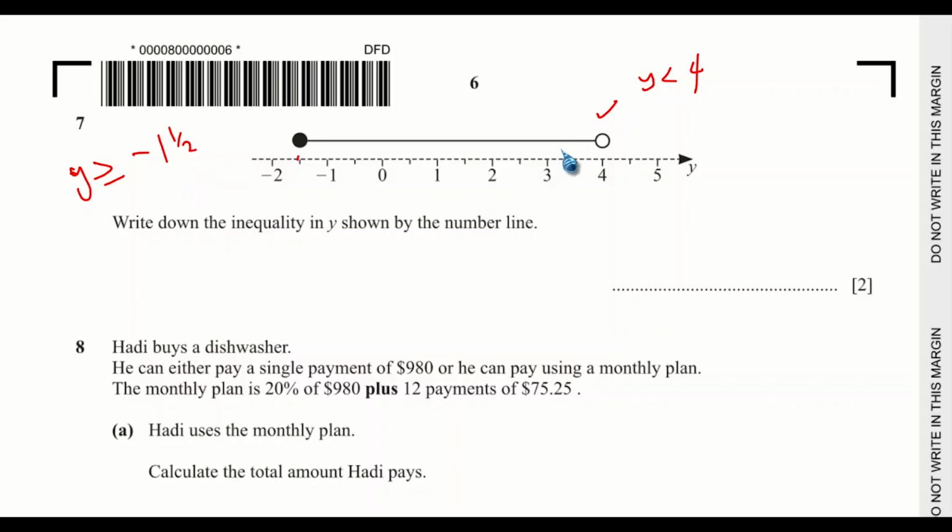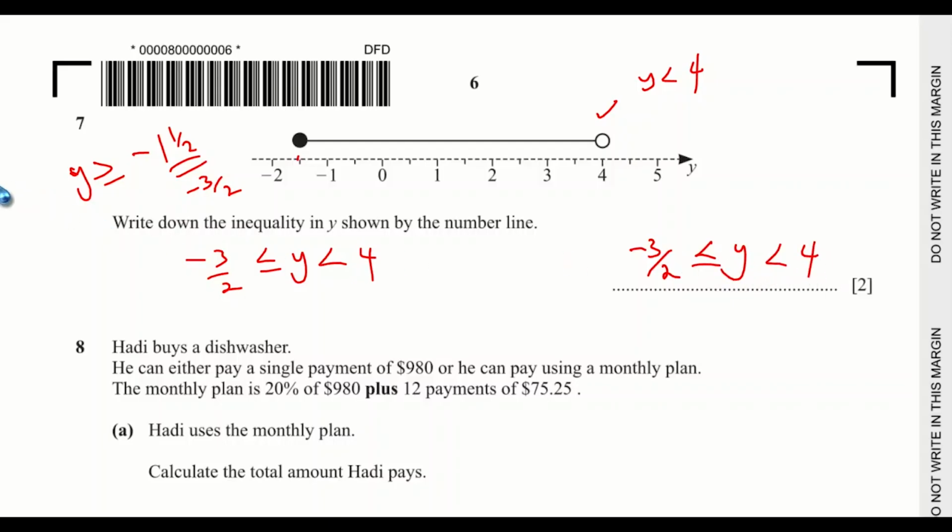To combine these two now, this is the same as minus 3 over 2. So I can say minus 3 over 2 or minus 1.5 is less than or equal to y, and y is less than 4. So this will be minus 3 over 2 less than or equal to y, and y is less than 4.